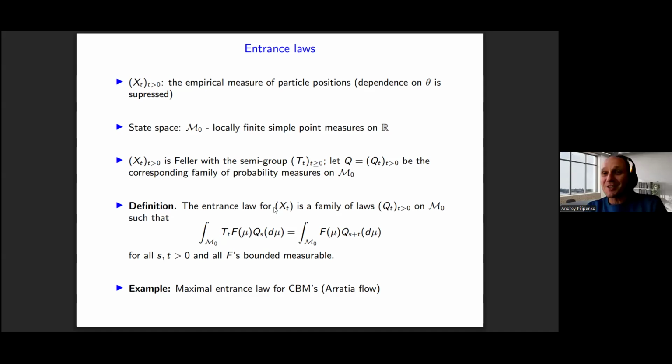Yes, I understand this. But my question was, sometimes you start from the Lebesgue measure, or sometimes you may start from a Gaussian measure. Will there be some differences? Well, to a degree. Any initial condition is an example of an entrance law. Yes, I understand this. Definitely, yes.